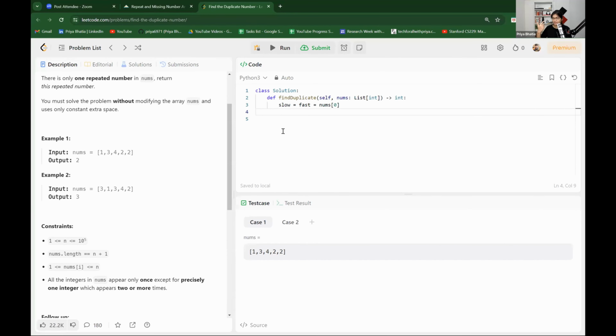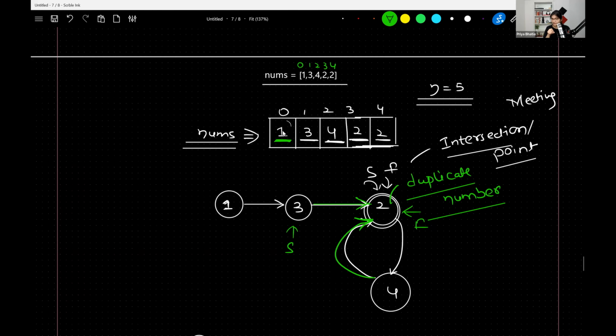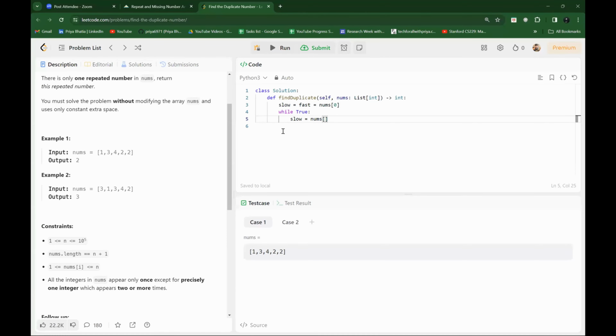Via code implementation, you are saying I will keep on moving while my condition is true. My slow pointer is nothing but equal to nums of what? Check it out. Your slow pointer plus 1 will be nums of slow. How is this 3 coming up? Can I say nums of the slow, the index of the slow pointer? Yes. Nums of slow. Can I say, everyone? Don't get confused.